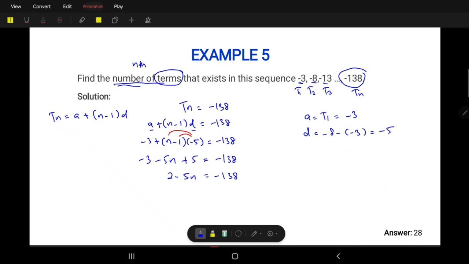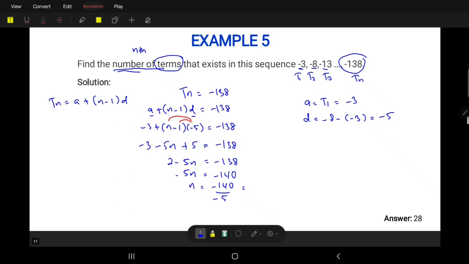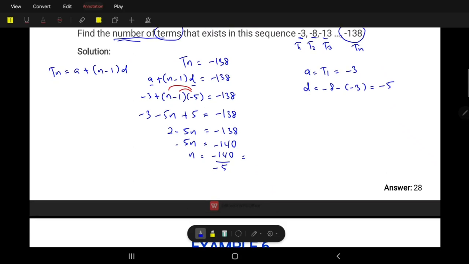And then we need to find the value for n. So 2 pindah sebelah, dia akan jadi negative. So negative 138 minus 2, you will get negative 140. And then we need to find the value for n. Negative 140 divided by negative 5. You will get, okay, you will get what?